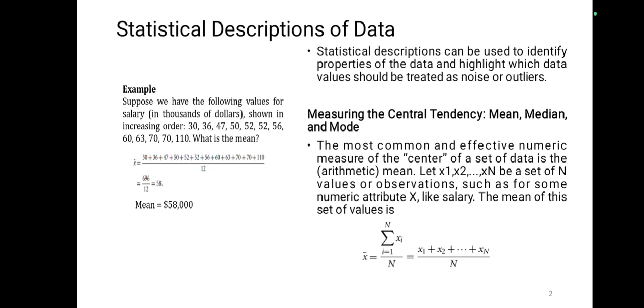So go through it. For measuring the central tendency, we have mean, median and mode. How is the mean calculated? Sum of all the values divided by the total number of values. Look at this example. Here they have given a range of values: 30, 36, 40, 47 up to 110. What we have to do is take the mean. How do we take the mean? We add up all the values and divide by the total number of values. From 30 to 110 we have 12 values, so we do it that way.